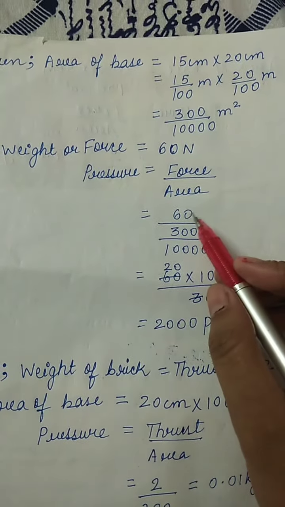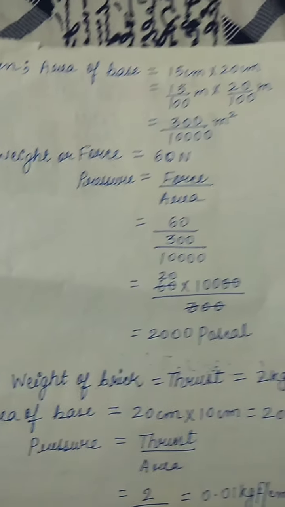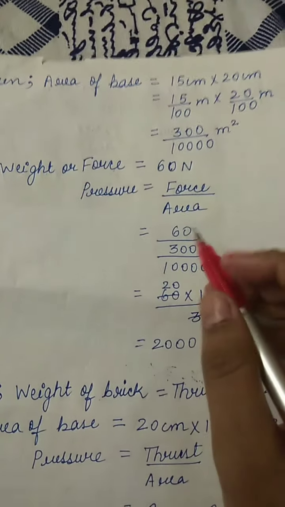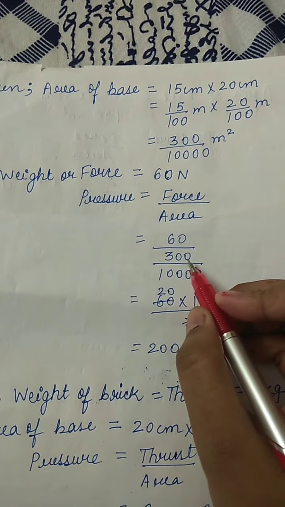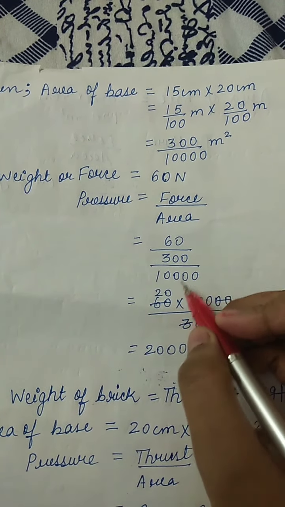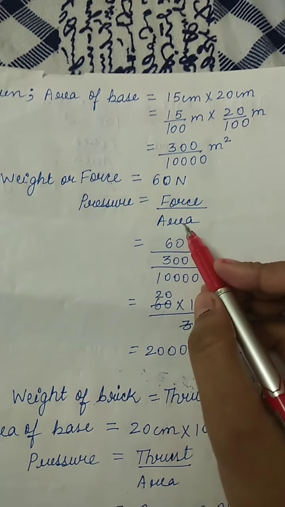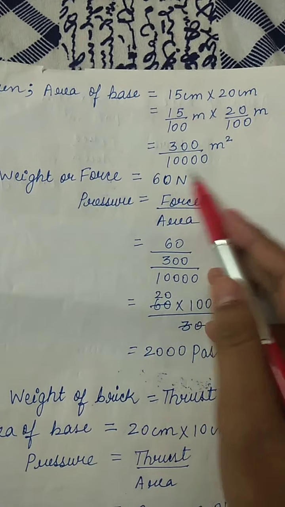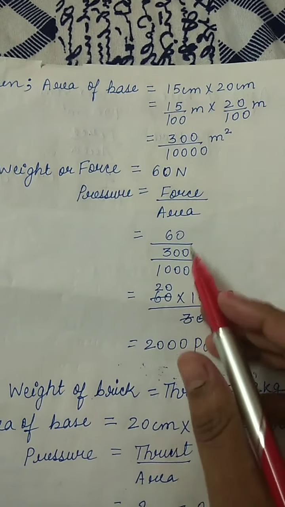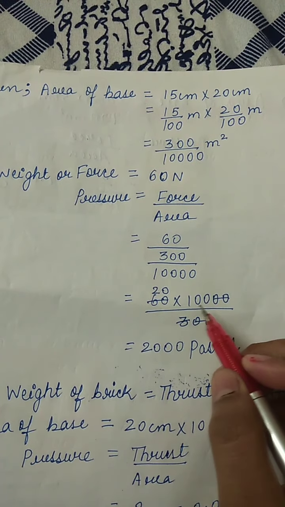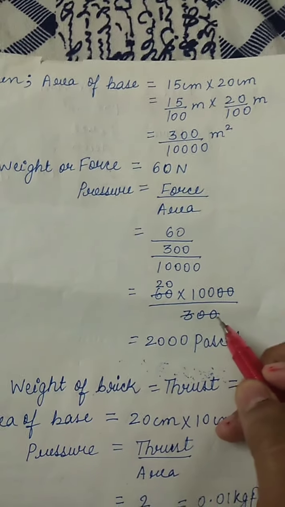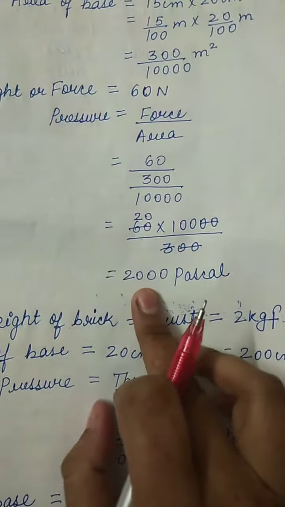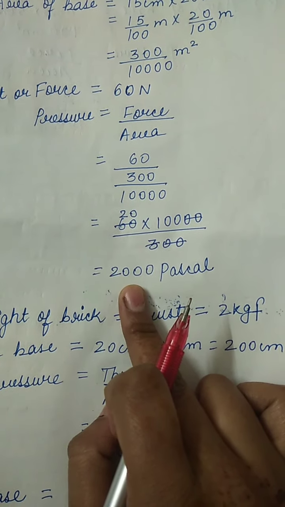It will be 60 upon 300 upon 10,000, which is the value of area. So let's solve it. 60 into 10,000 upon 300. We will cancel the 0 and we'll get the answer as 2,000 Pascal.